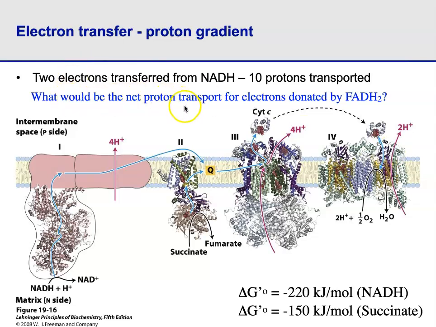Now, what will be the net proton transport for electrons donated by FADH2? Remember, how are these electrons passed on to Q? Complex 2 or the other additional enzymes can offload electrons to Q. They all skip complex 1. Complex 2 doesn't transport any protons, and neither do any of the other enzymes, across the inner mitochondrial membrane. So the total number of protons transported per electron pair carried by FADH2 is 6. 4 from complex 3, 2 from complex 4.